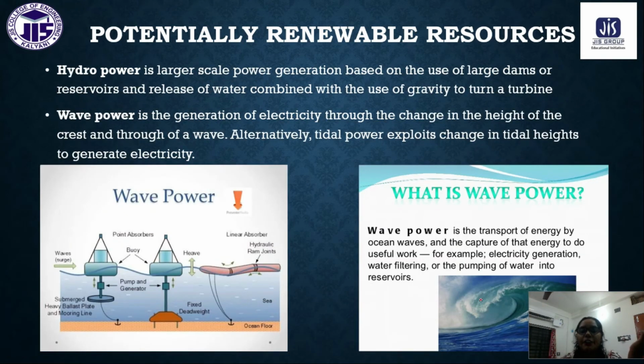Next, hydropower, that means water. We can also use water for the generation of electricity with the help of a turbine. Next is wave power. Wave power is the generation of electricity through the change in height of a wave. This is also a very new concept that we can use as a potentially renewable resource.